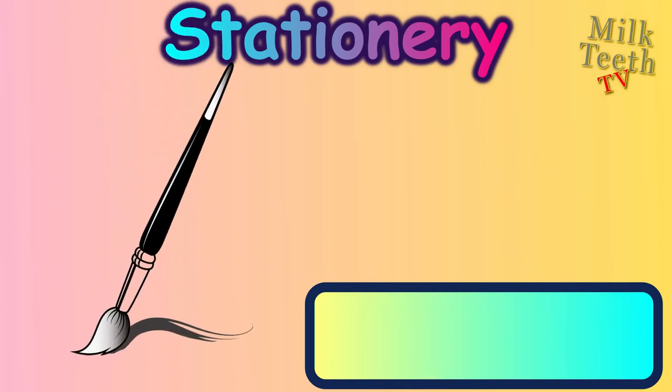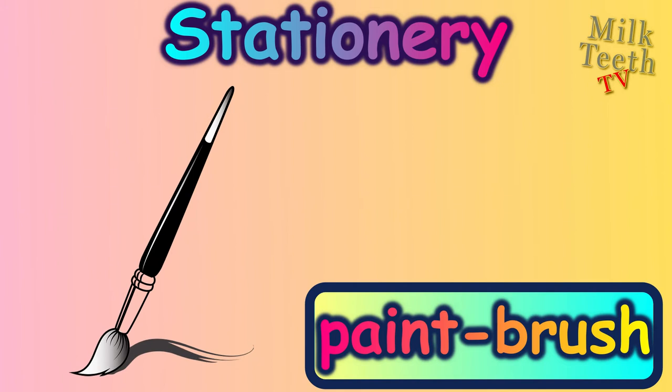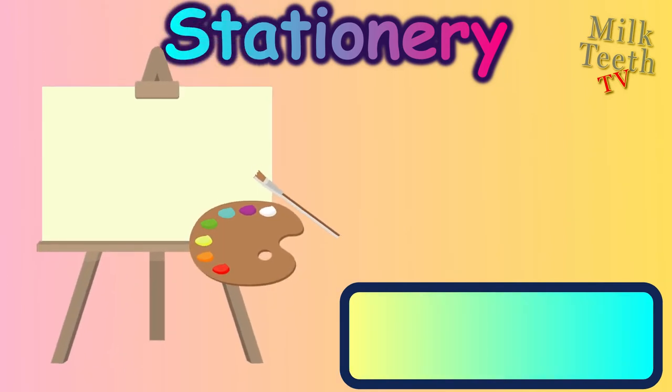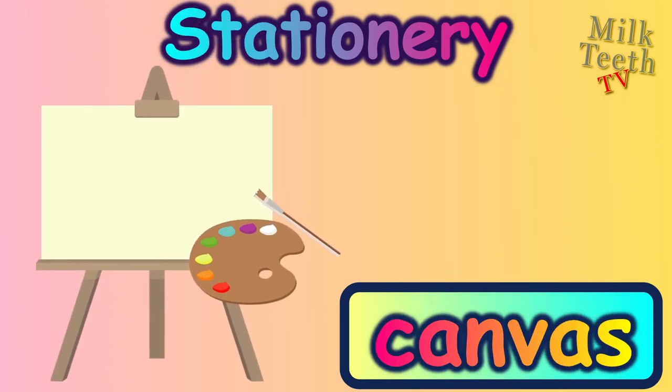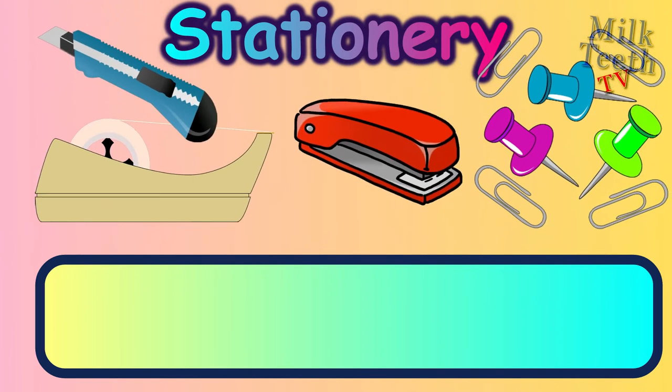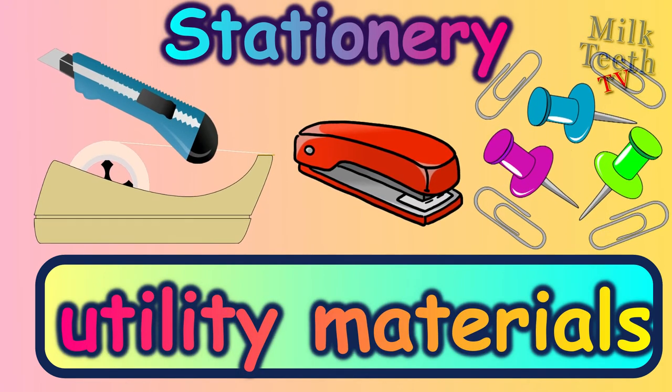Who likes to paint? This is a paint brush. And where do you paint? On a canvas. This is a canvas. Now let us learn about some important utility materials of stationery.